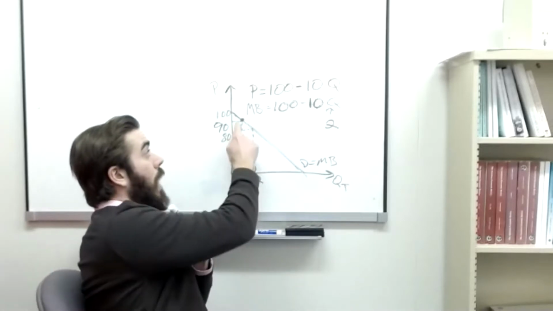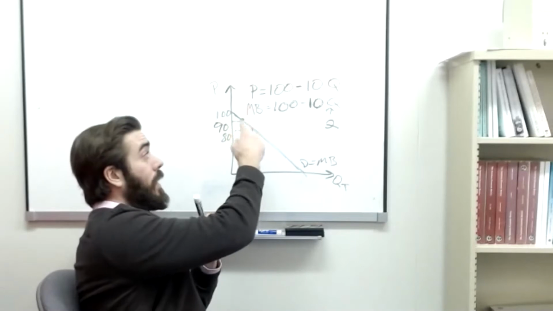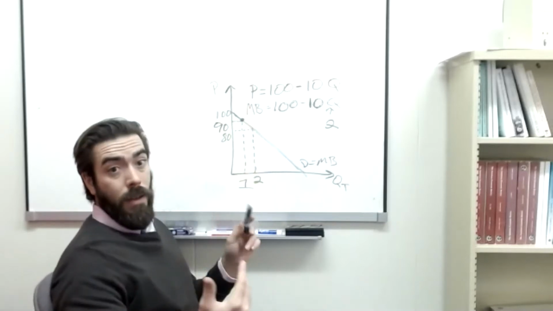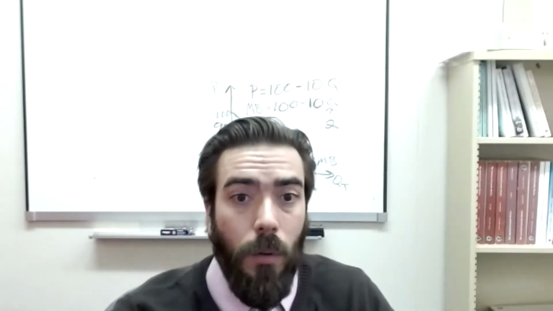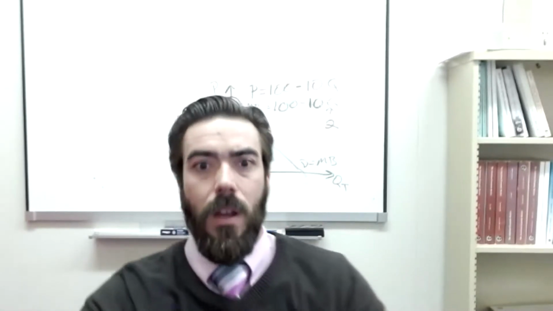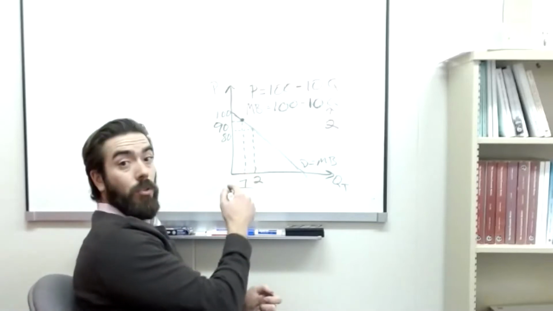So I would charge $90 for the first ticket, and then if someone wanted to buy a second ticket, the second ticket only costs them 80. And if they want to buy a third ticket, the third ticket only costs them 70, right? So on and so forth, okay? And that way, what I've done is, sorry, I should kind of draw this out.